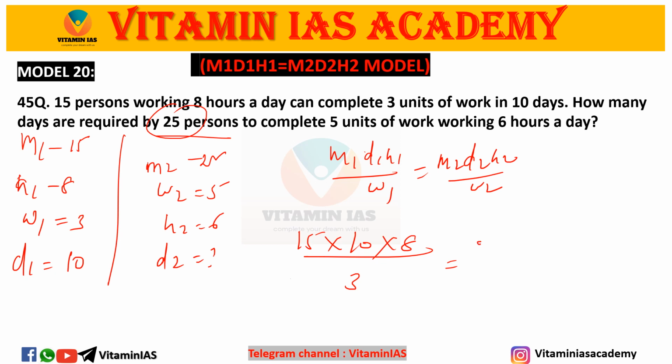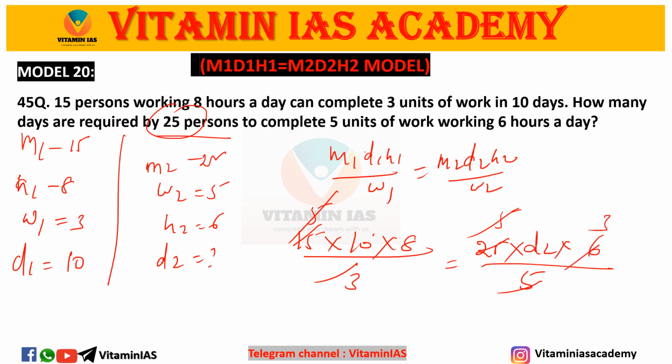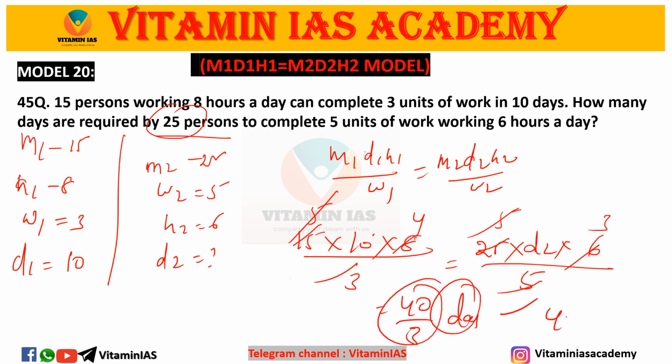M2 is 25, D2 we don't know, H2 is 6, by W2 which is 5. So here 3 5s are 15, here 5 5s are 25, this 5 will get cancelled. 6 3s are 18, 3 2s are 6, and here 3 4s are 12, which means 40 by 3 days will be the right answer. I'm doing this very fast so that you can understand well, because we know the formula and the values, and just improve your calculation, then you will get the answer within 20 seconds.